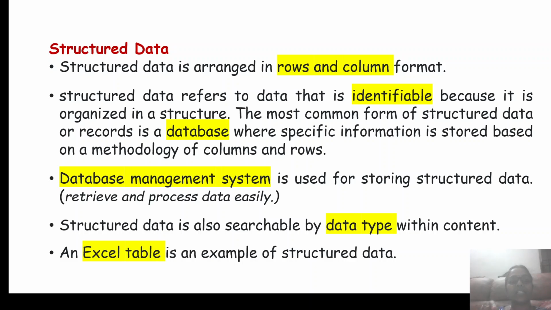So structured data is arranged mainly in row and column format. Next, structured data is identifiable. Any person, either a data analyst or a novice, can easily identify what type of data or content it presents, because it is organized in a structured format. Once I take any particular column, I can easily tell the value of the first column, second column, third column, and in general what they represent. Everything is easily identified by any person.